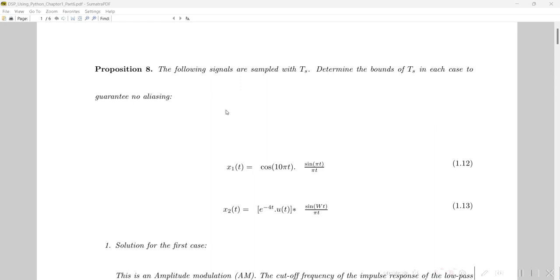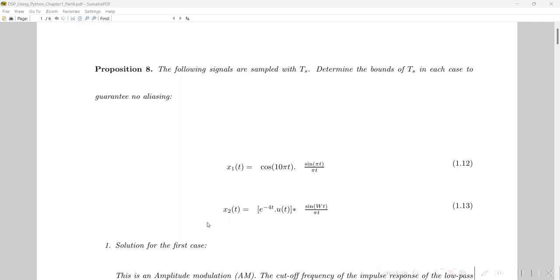Omega S should be greater than or equal to 2 times the maximum frequency in the signal. Two cases. X1 of t is equal to cosine of 10 times pi times t multiplied by a sinc. This is a sinc in time domain, and we have multiplication in time domain. This is the first case.